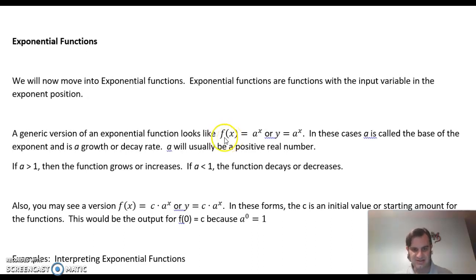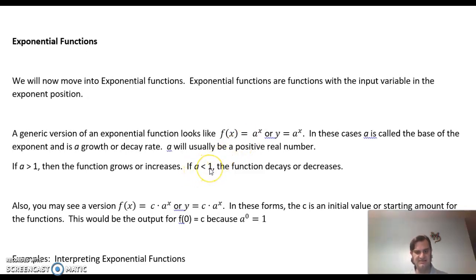In function notation, f of x equals a to the x, where a would be a number and x would still be a variable, or if you like it in the xy notation, y equals a to the x. Okay. A is really going to represent how this thing is going to change. And a little note here: if a is bigger than 1, then it's going to be a function that increases, because basically you're going to be multiplying over and over by a number bigger than 1. So it's going to grow.